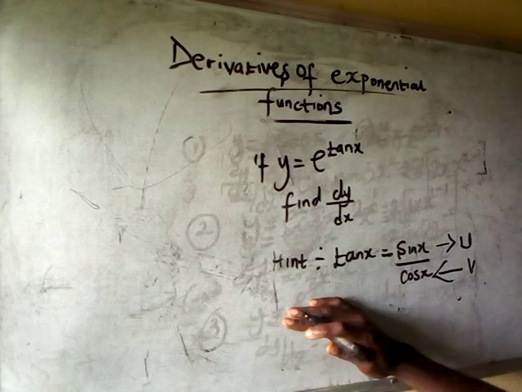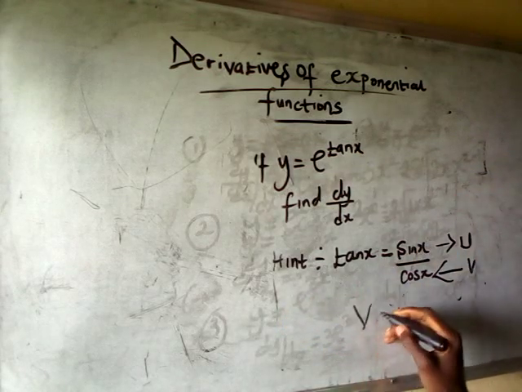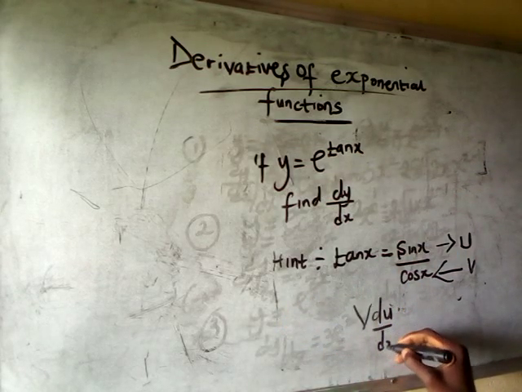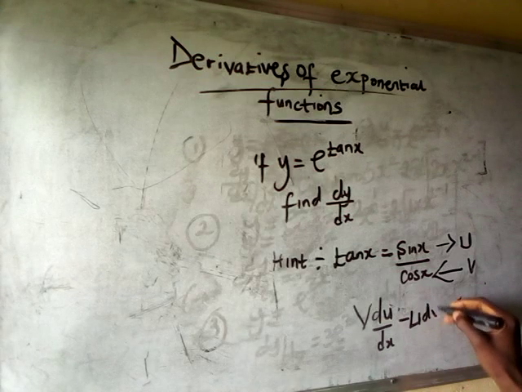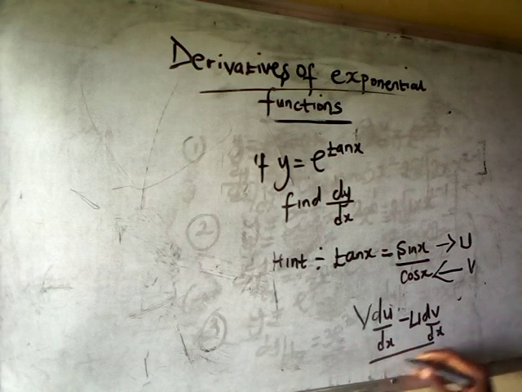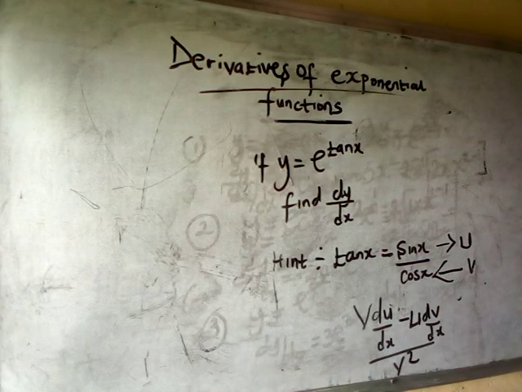I'm just giving you hints. Just derive this. This is the formula to use: v du dx minus u dv dx, all over v squared. So use this to differentiate and drop your answer in the comment section below.